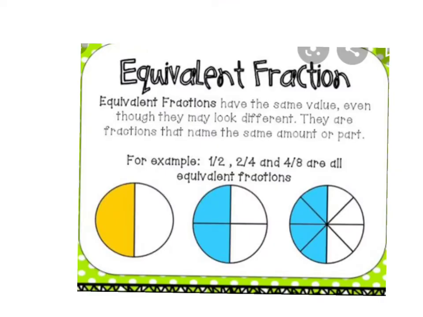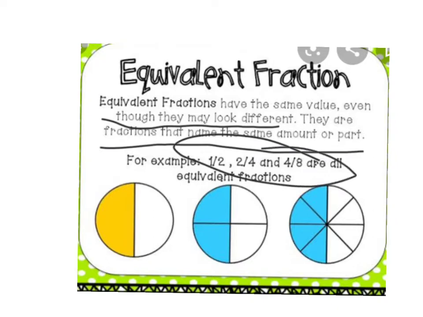Now, what are equivalent fractions? Equivalent fractions have the same value even though they may look different. These are the fractions that name the same amount or part. They represent the same amount and the same part. For example, 1/2, 2/4 and 4/8. These three fractions look different, but they all are the same.